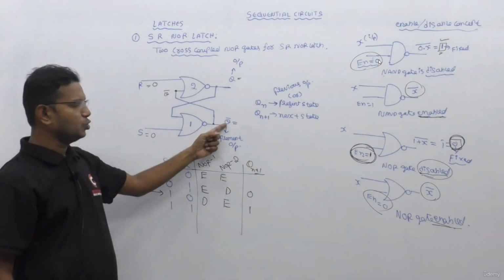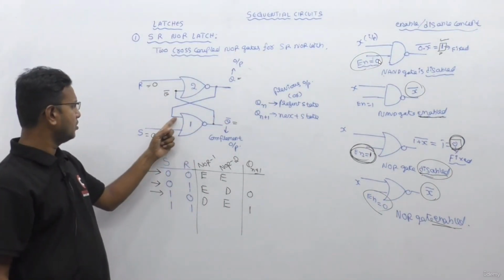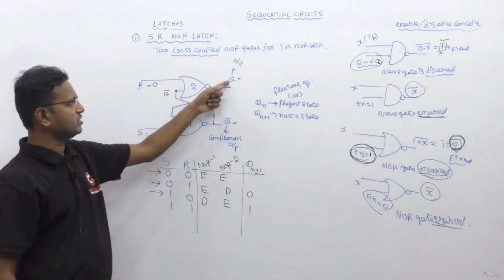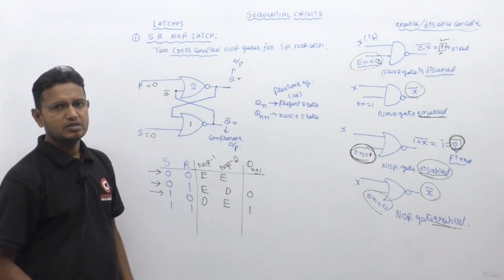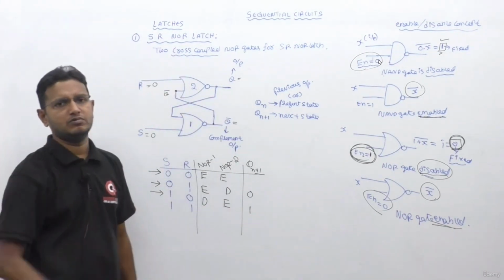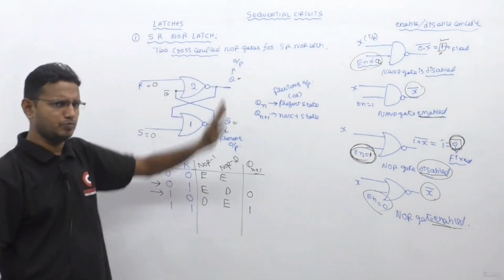Now to find out q bar, I should know this S is already there, and then the other input is nothing but q. That is, the output is depending on itself. So in these cases, what we have to do is assume some previous value, that is the qn value. You have to assume it previously.